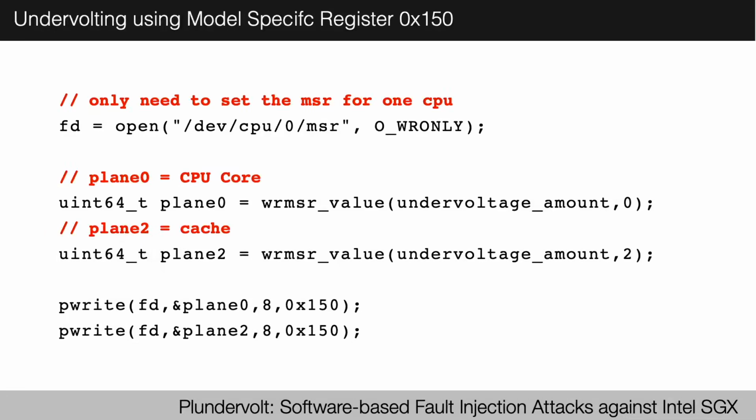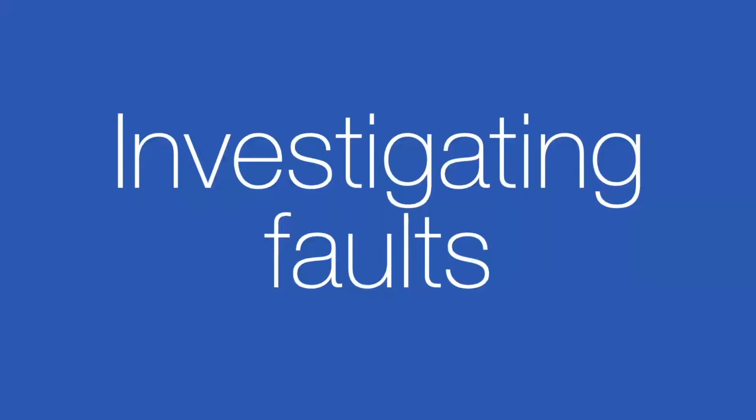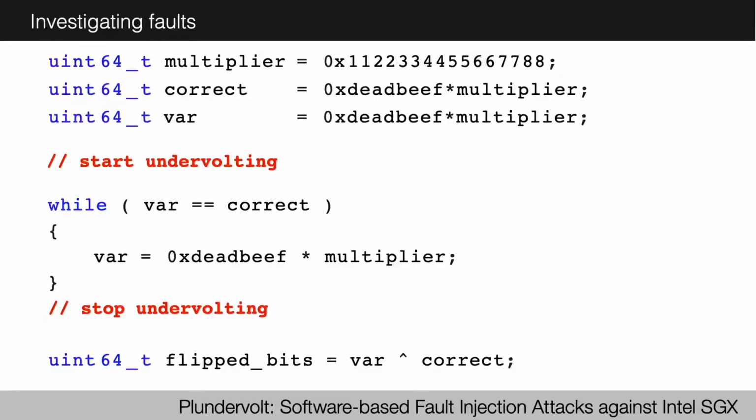The first thing we wanted to do is just compare the idle voltage with the voltage when the computer crashes. And these were our results for different frequencies on an Intel Core i3. As you can see, for each frequency, there's a very large stable operating voltage. But we wanted to know, is it possible to fault it somewhere close to the crash point? And this is the code that we wrote.